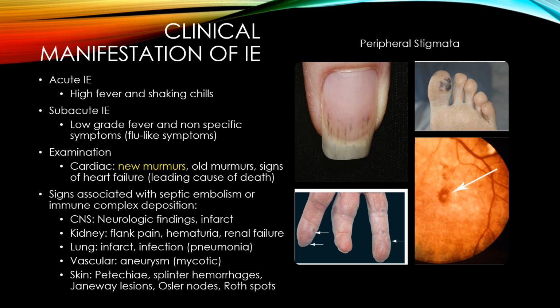And then Roth spots. If you take a look at the retina, you can actually see a hemorrhage here, which is the ring of the hemorrhage. The center has a pale region where essentially you had an embolus blocking that area, causing increased pressures.